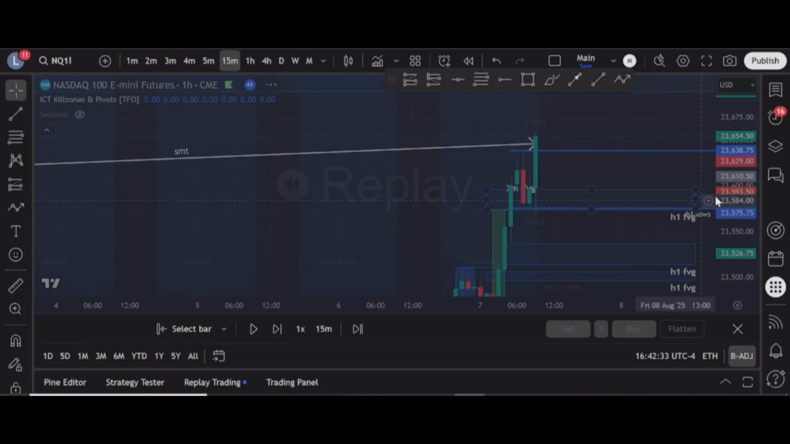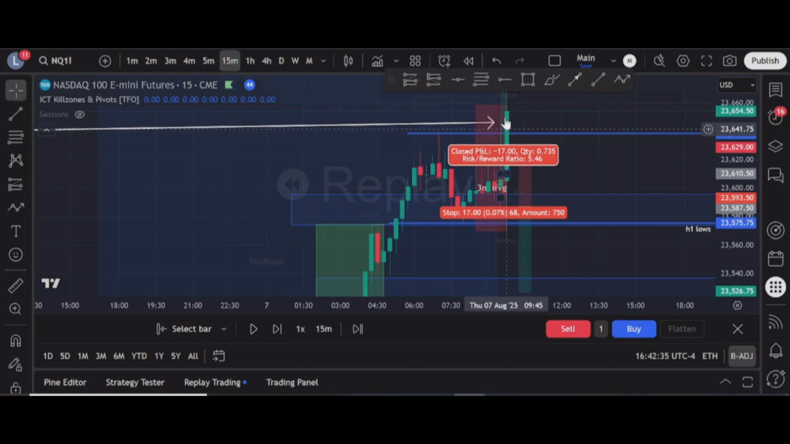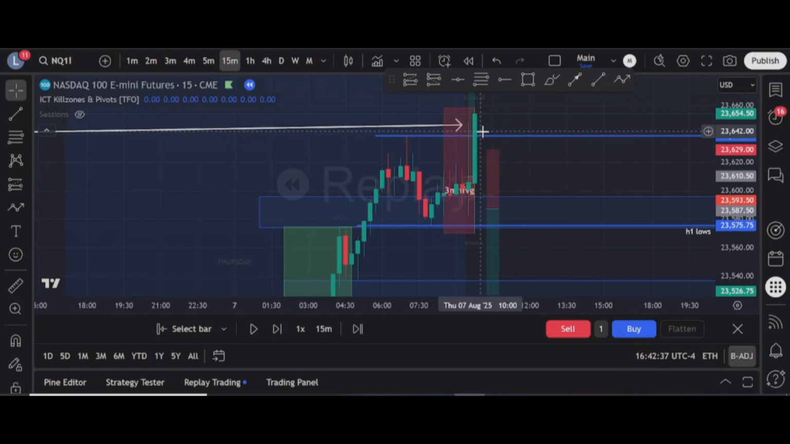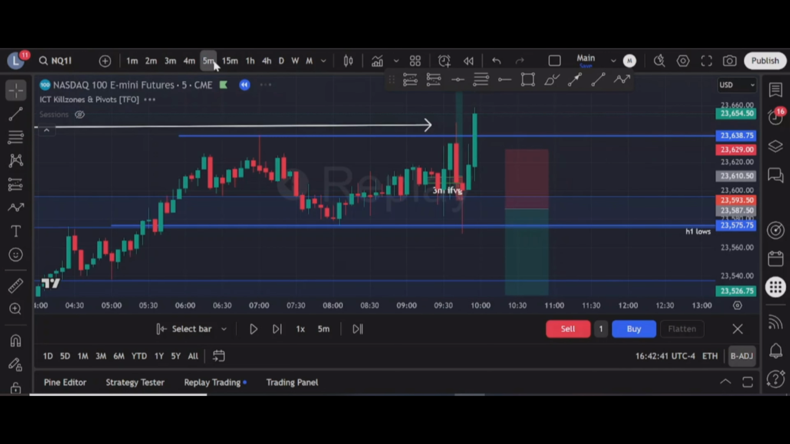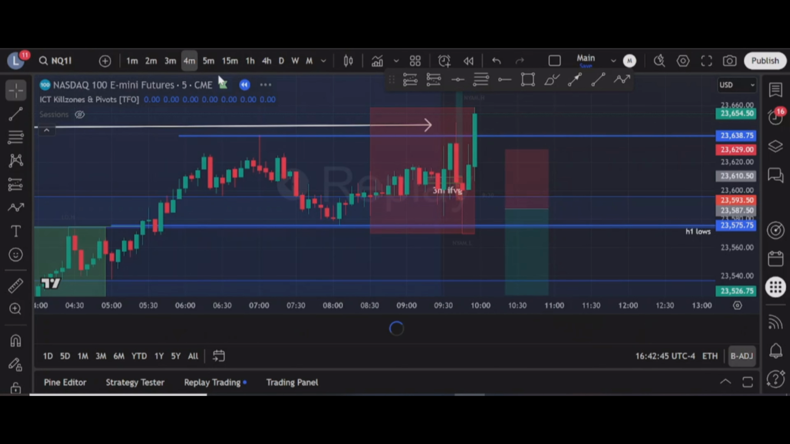So we're going to go down to the 15-minute. There's really nothing for us to catch unless you're waiting for a break of structure down here. So we're going to keep scaling down. The next one we go to is the 5-minute. Again, on the 5-minute, you really don't see anything here. Let's go down to the 4-minute.